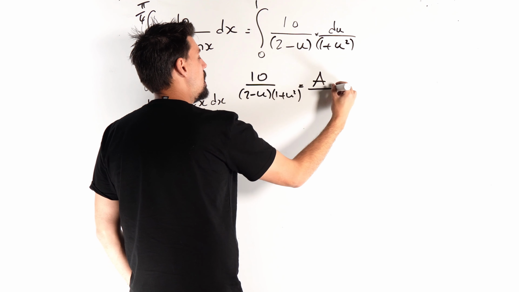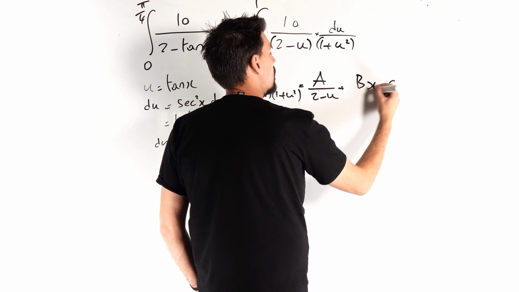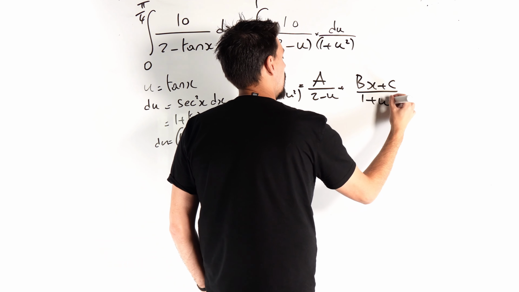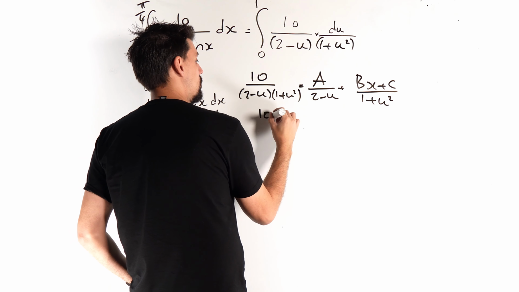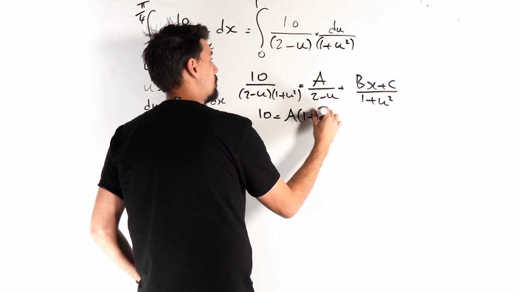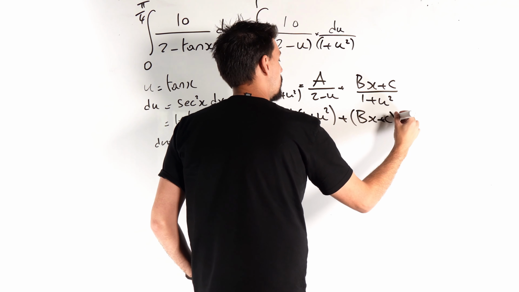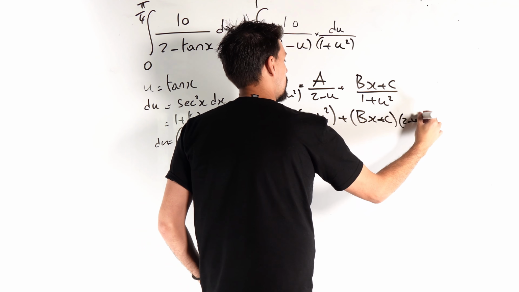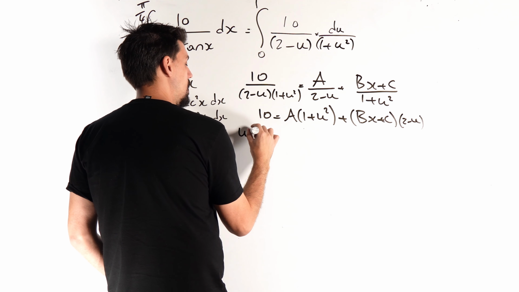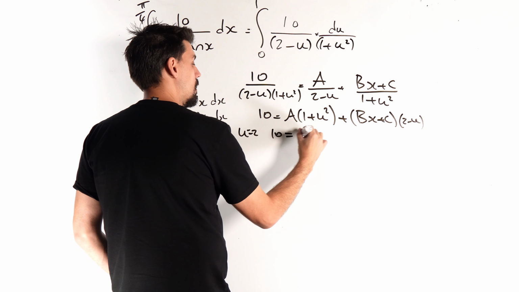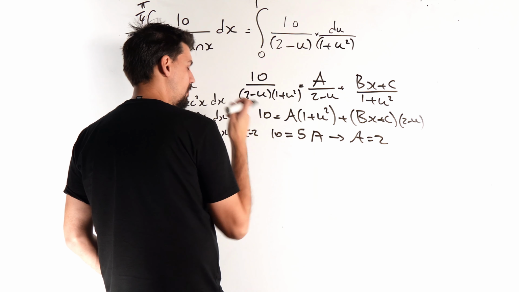So we'll go something over 2 minus u, and then, because that's quadratic, I need something linear up there. Okay, so let's do our partial fractions. Let's go u equals 2. U goes away, so that tells me that a is equal to 2.